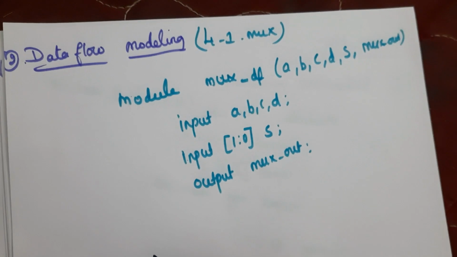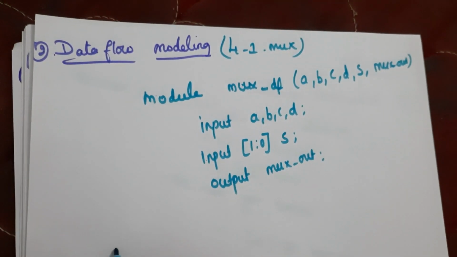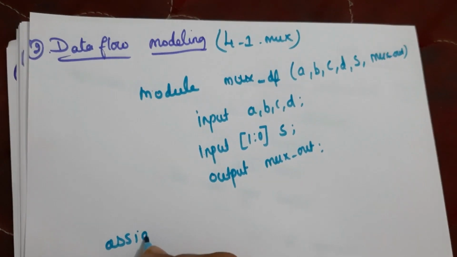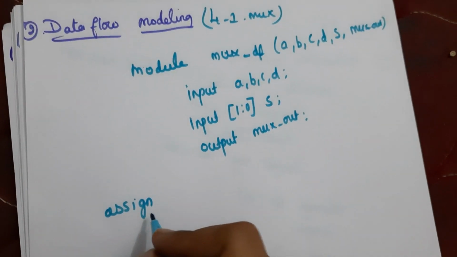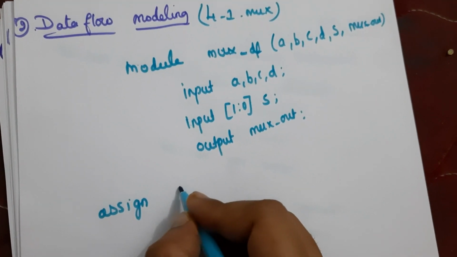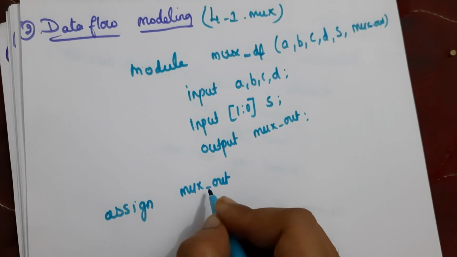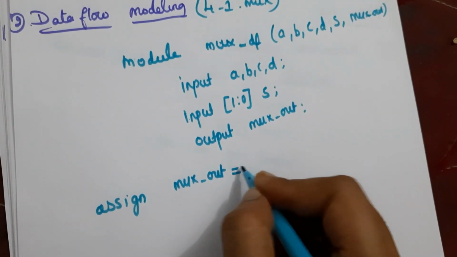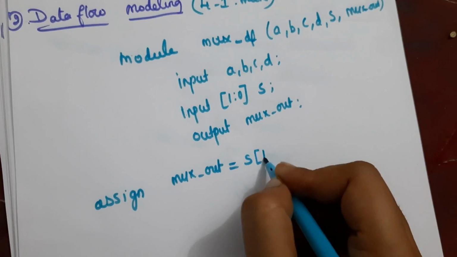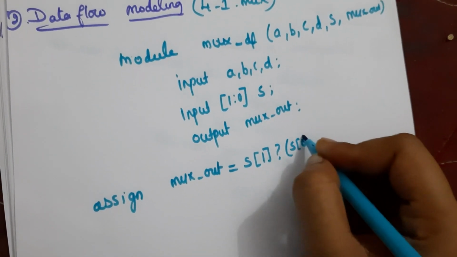In data flow modeling, the design is described using the assign statement. And here also I am using a conditional statement. So I use the assign keyword here, assign mux out. Now the mux out value will be assigned using the condition I used here: if S of 1 is true, then we select this condition.